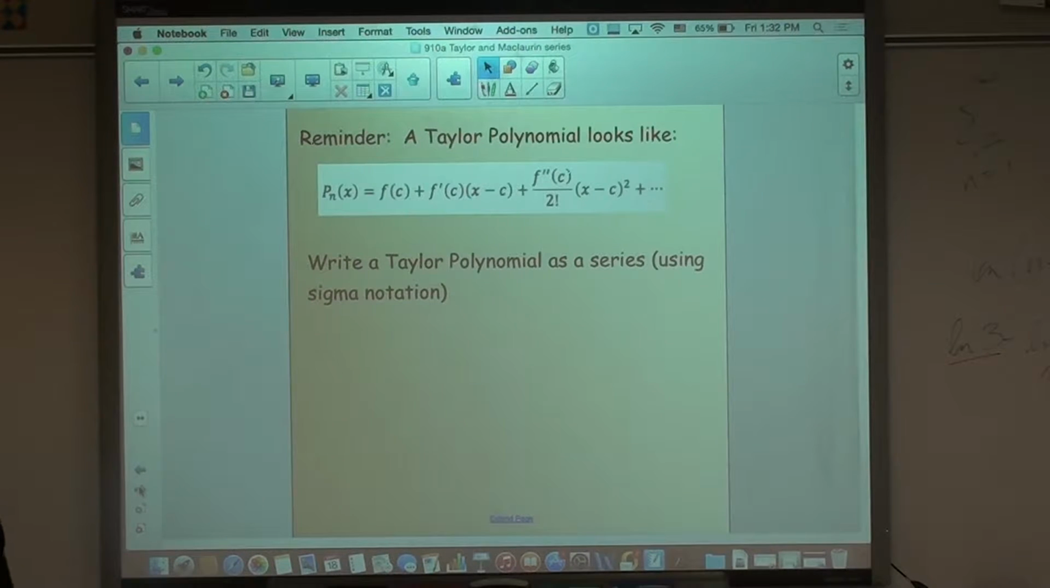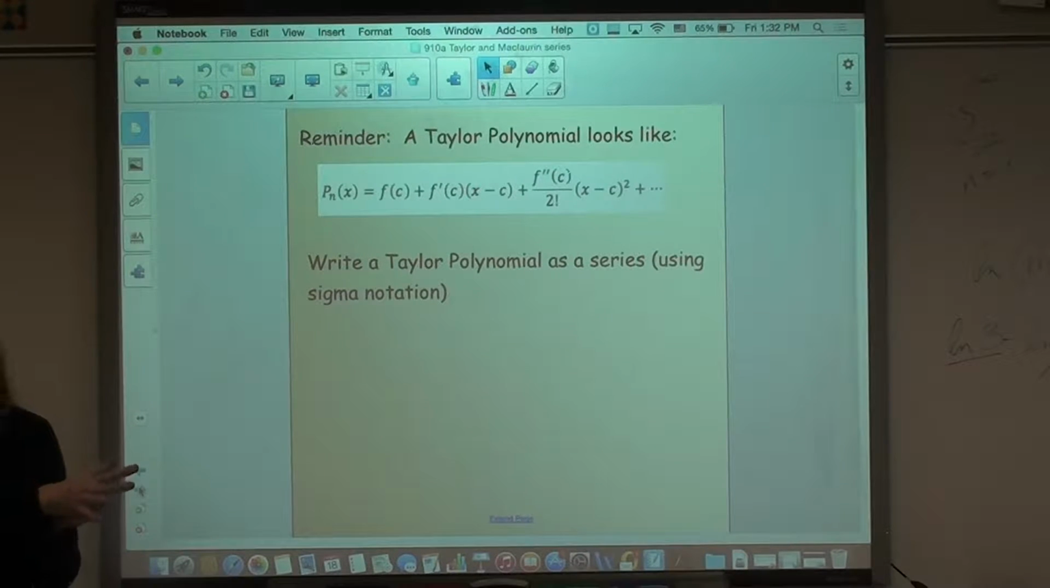I'm behind. Okay, so anyway, a Taylor polynomial, this is a review. What we're doing in this section is bridging section 9.7 with sections 9.8 and 9.9 to create 9.10. 9.7, if you remember, were Taylor and Maclaurin polynomials, right? The main thing we're taking from 9.8 and 9.9 is that we're going to take those Taylor polynomials and learn how to write them as series, which means with sigma notation.